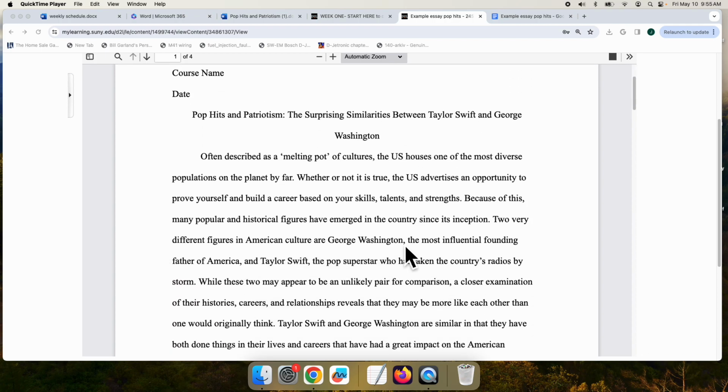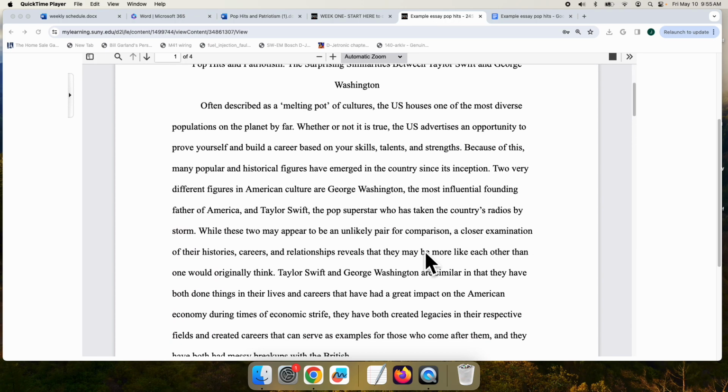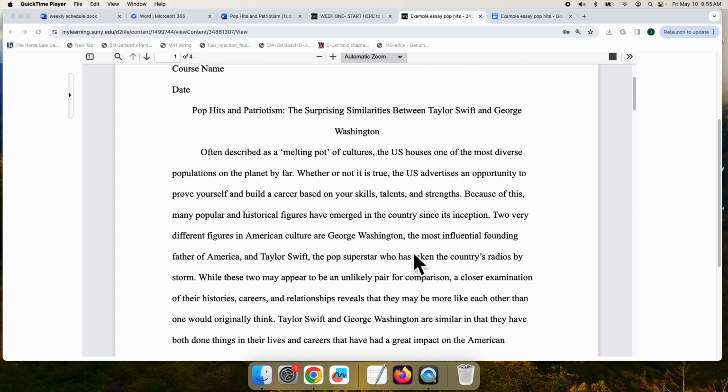The introduction, you can read this on your own, but you'll see that it pretty much just gives a little bit of backstory. The paper is about how George Washington and Taylor Swift are a lot more alike than most people would ever know. Now remember, in a college level course, when you write a paper, you want to come up with something interesting that nobody else has come up with. And I doubt there's anybody out there that has ever thought of George Washington and Taylor Swift as having a lot in common. And so that makes this an interesting paper topic, especially for a compare or contrast essay. And this happens to be a comparison essay, because there are a lot of surprising similarities between these two, as we'll see in a moment.